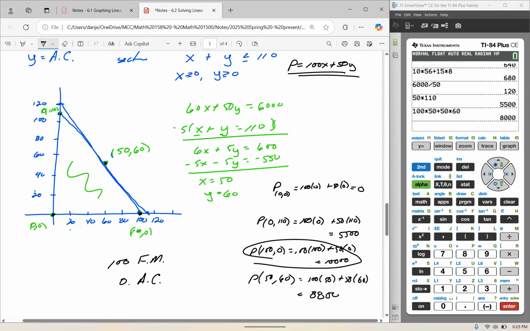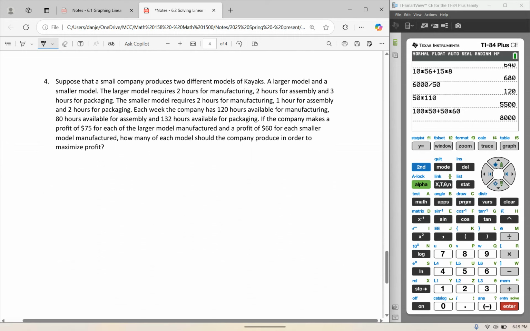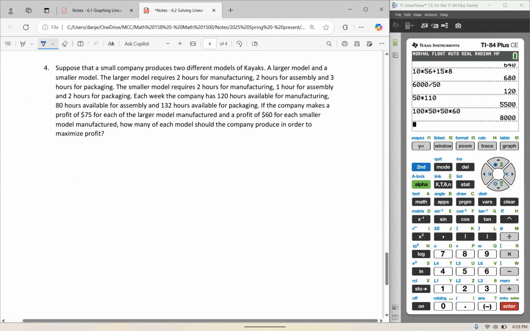Okay, we're going to look at one more equation. This one's my favorite of the three, so hopefully you've stuck around to see this. A small company makes two different kinds of kayaks, a larger model and a smaller model. The larger model I'm going to call X. The smaller model I'm going to call Y.